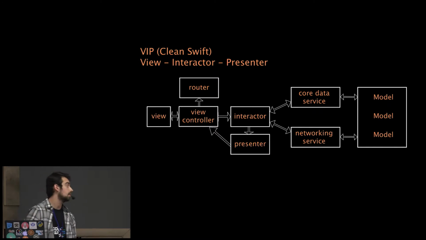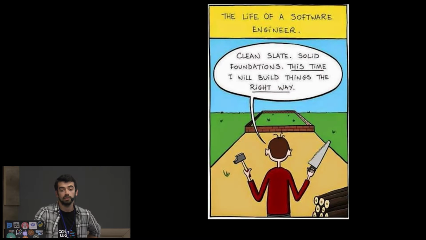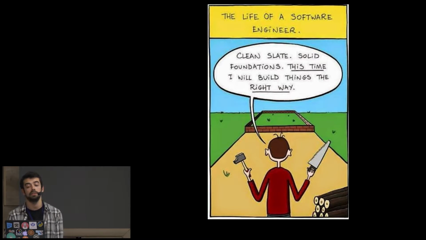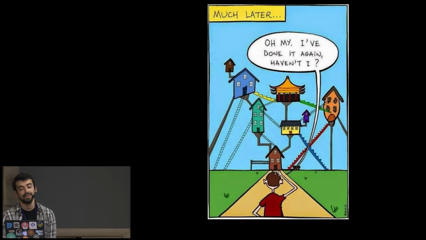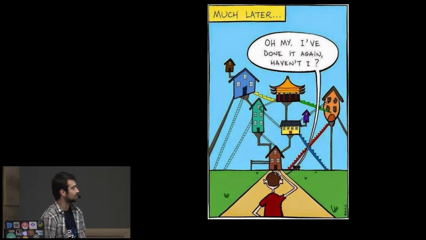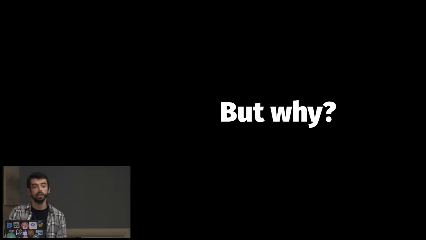So all of this makes us feel like, when we are starting a new project, we are thinking, this time I will build things the right way. But some time later, we wake up with this. And we're like, this happens again? Why? I know such a lot about architecture and so on. So let's think about this. Why is this happening all the time?